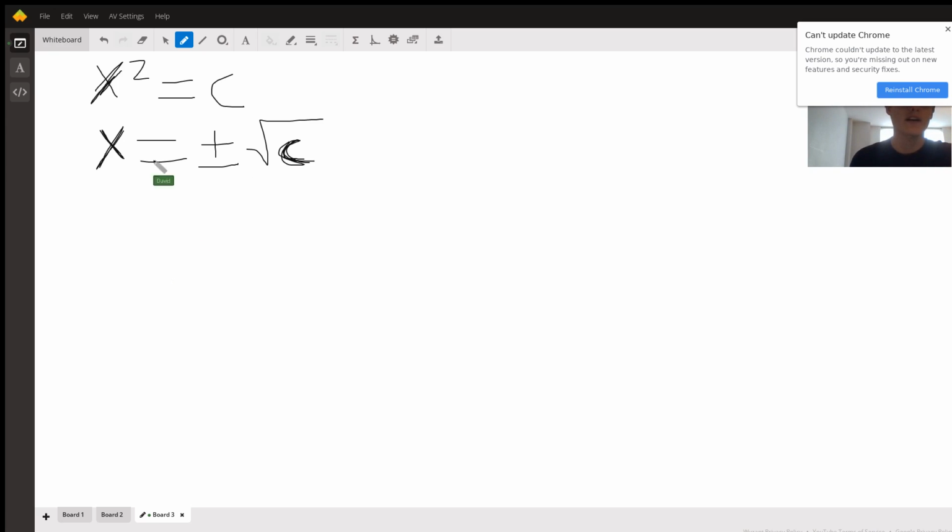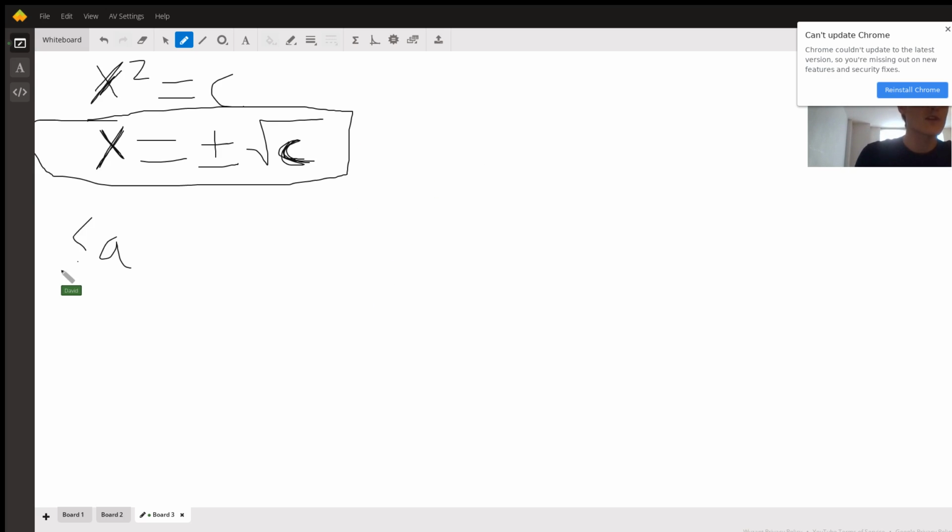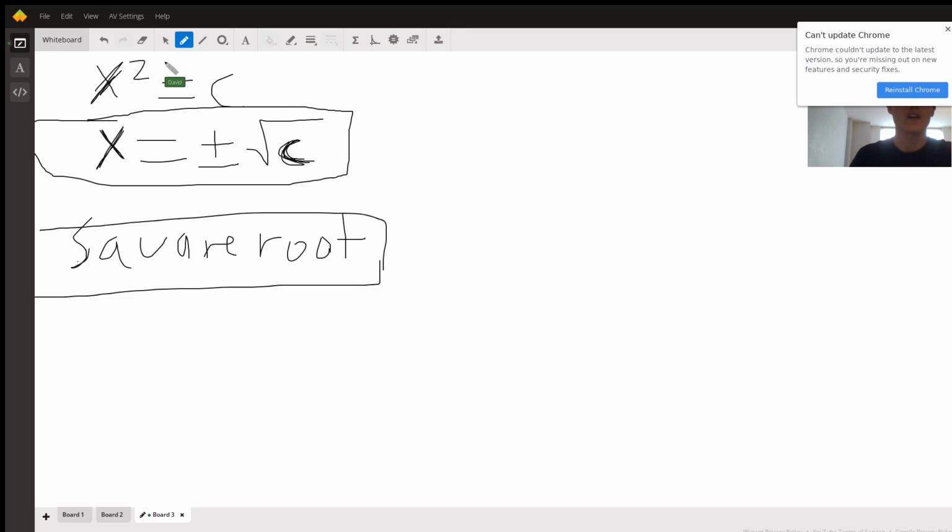Okay, so in general, x equals plus or minus the square root of c lets us find the solution to any quadratic in this form. So this method of solving a quadratic is called square rooting. It works whenever the quadratic is written as something squared equals a number. Whenever the quadratic looks like that, we can take the square root of both sides, except we have to remember to take both the positive and the negative square root, because they can both be solutions. If x squared equals c, then x could be the square root of c, or it could be negative the square root of c.